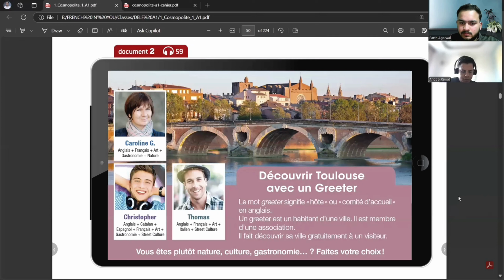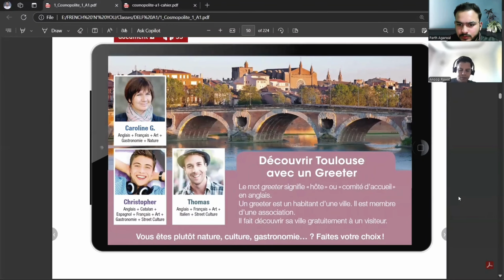Plutôt nature, culture, gastronomie. Faites votre choix. Faites votre choix. Ça va?